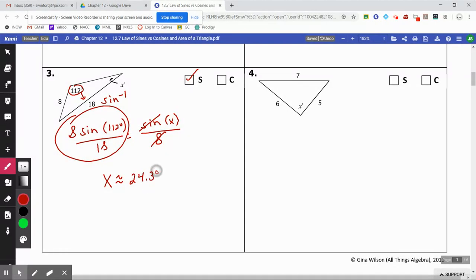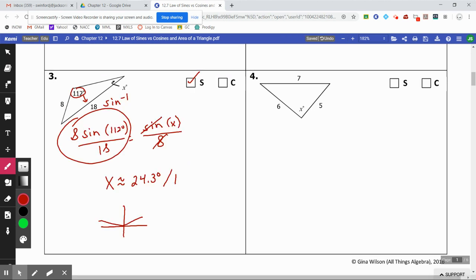24.3 degrees. But just a quick reminder that anytime you use law of sines, there are two possible answers. There's going to be a first and a second quadrant answer. So to find the second one, we're going to take that away from 180. That's going to give you 155.7. Checking that, we already have one obtuse angle, so there's absolutely no way that a second obtuse angle is going to work. So 24.3 is going to be your only answer.